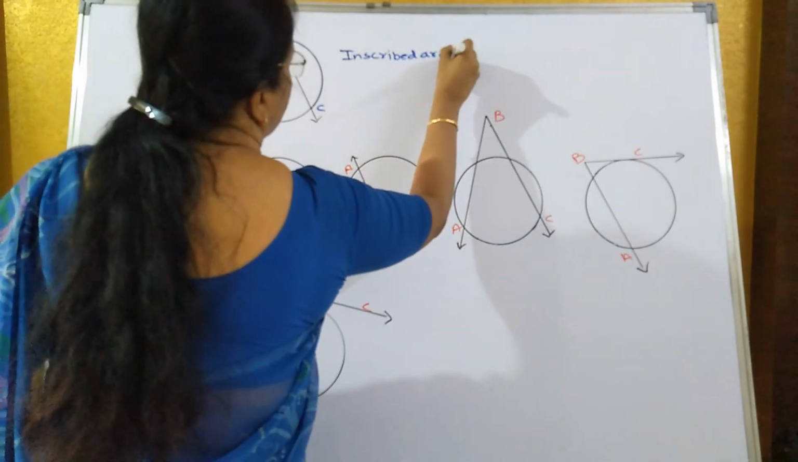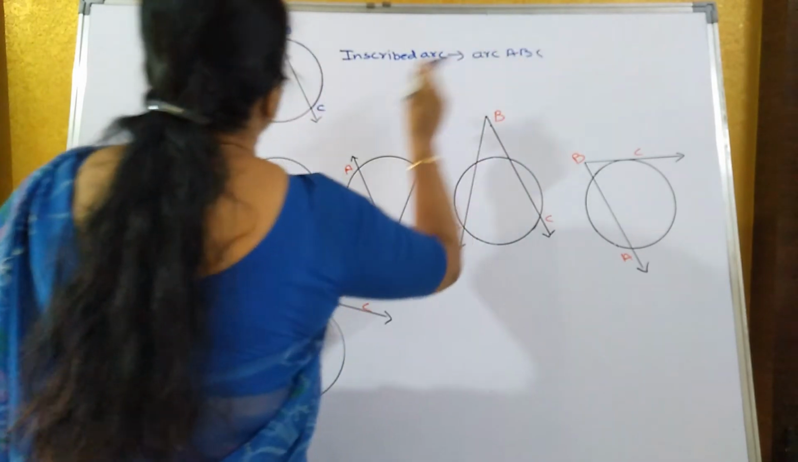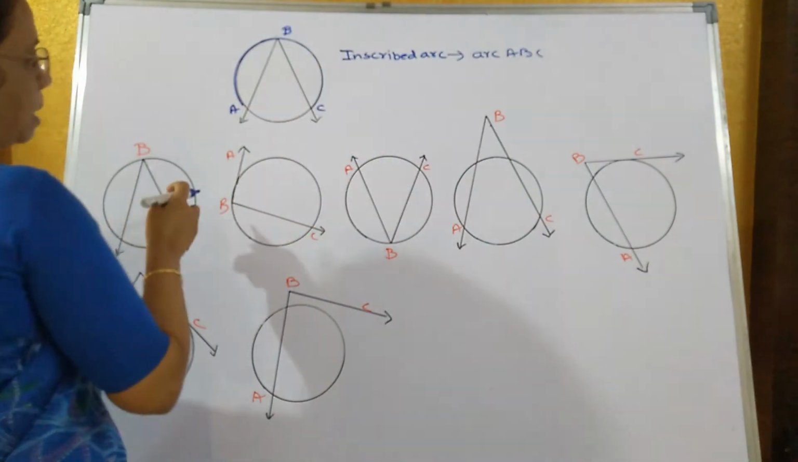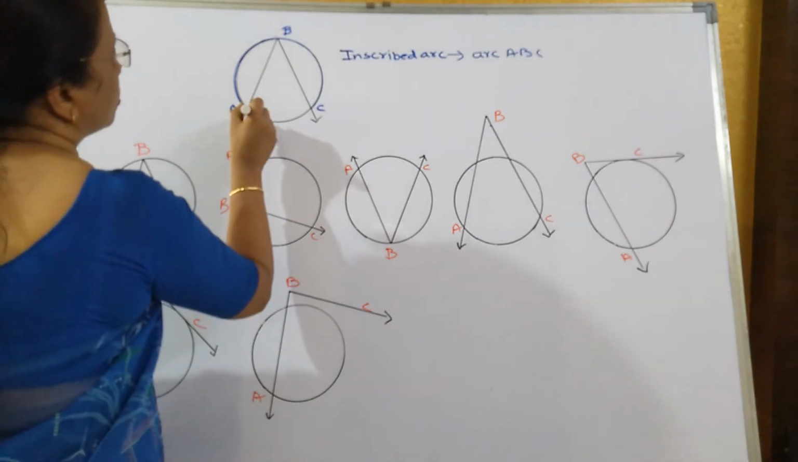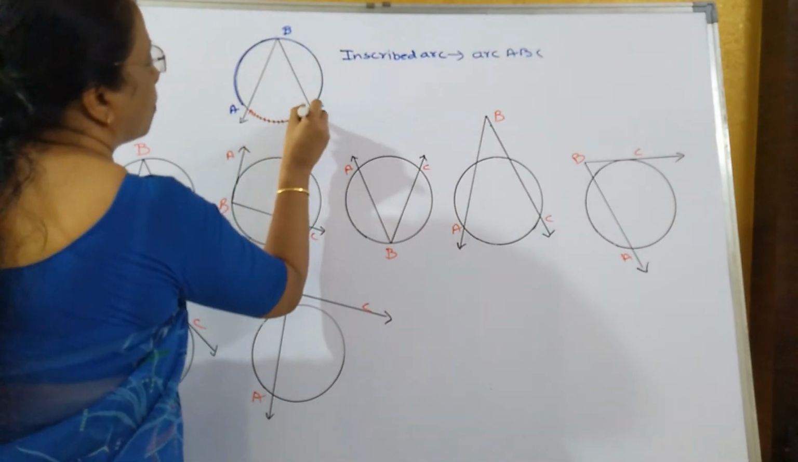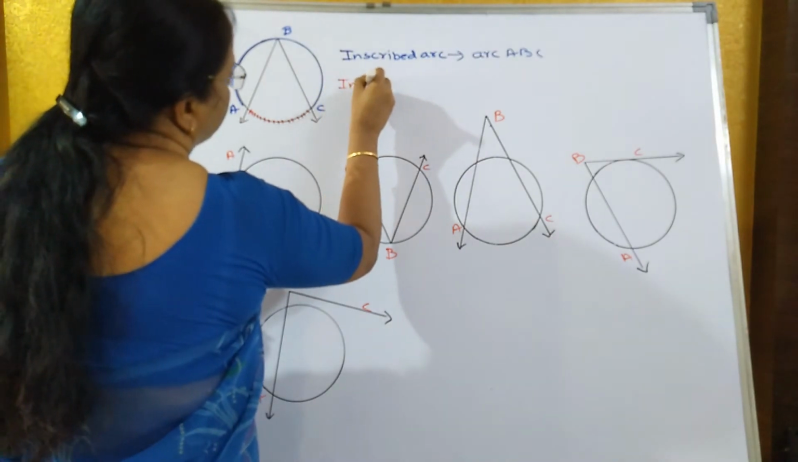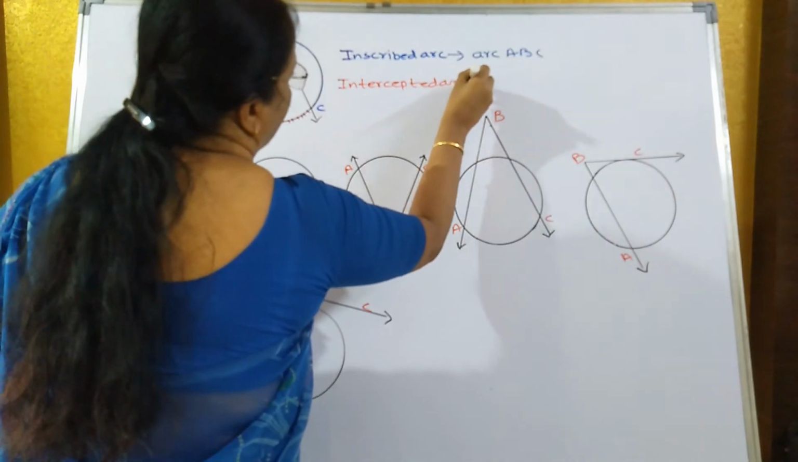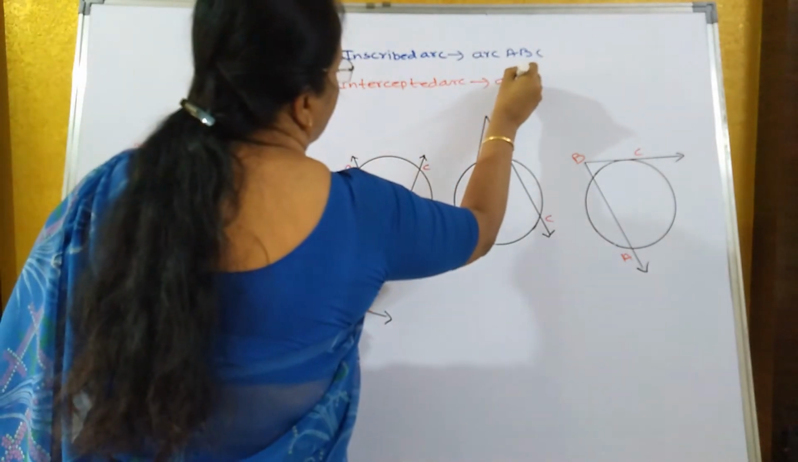Arc ABC. That means the angle is ABC and the arc is also ABC. So that is the inscribed arc, and the one which is below is known as the intercepted arc. So which one is the intercepted arc? It is arc AC. Arc AC is the intercepted arc.